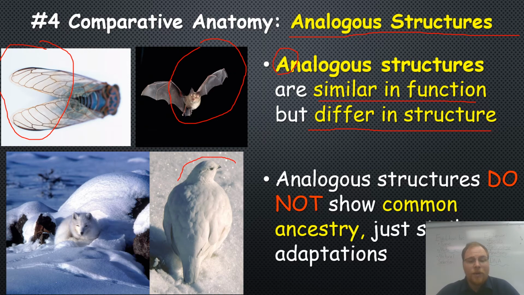Also, in this example, you have a bird and a little Arctic wolf. They both have camouflage which helps them blend in with the snow, even though this guy has fur and this bird has feathers. Completely different structure, but same function. Now this kind of structure, analogous structures, does not show common ancestry. Just because they have the same function doesn't mean that they're closely related, because it's the similarities in structure that kind of give scientists the clues on how things are closely related.